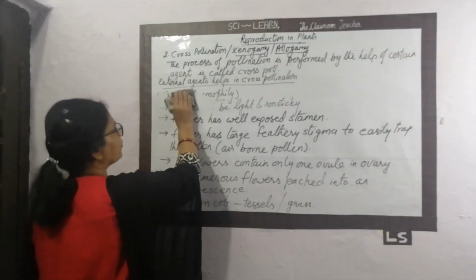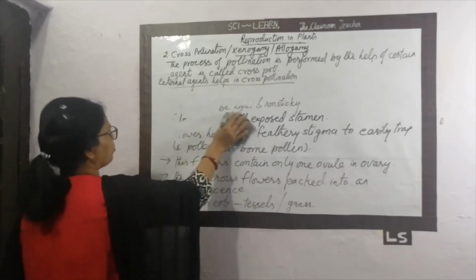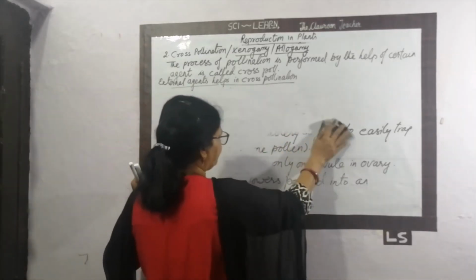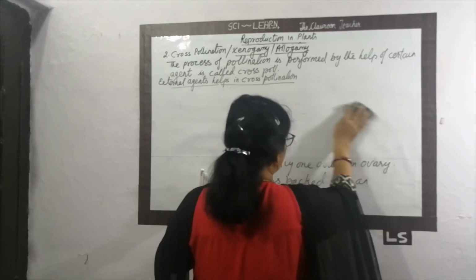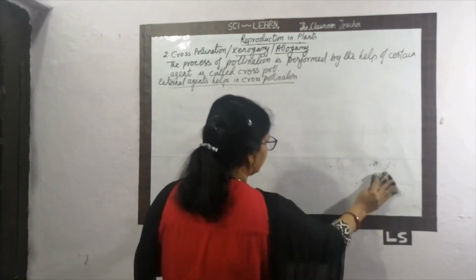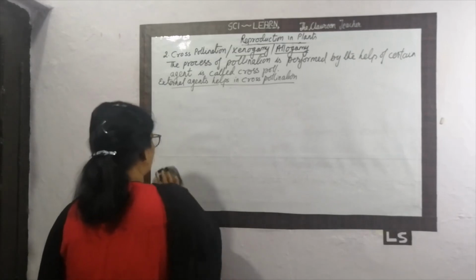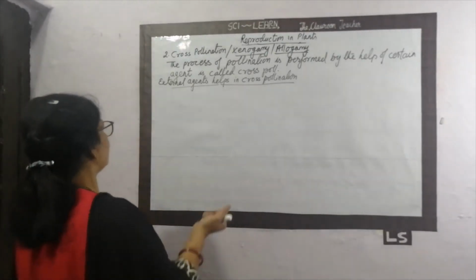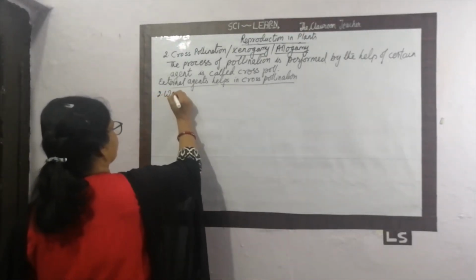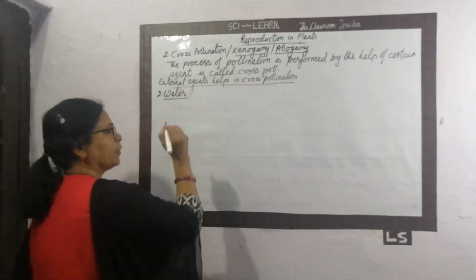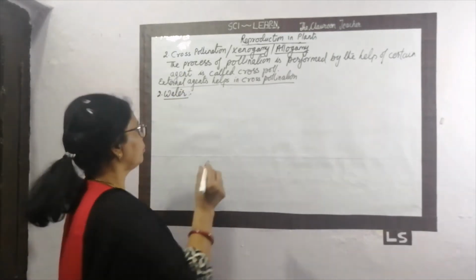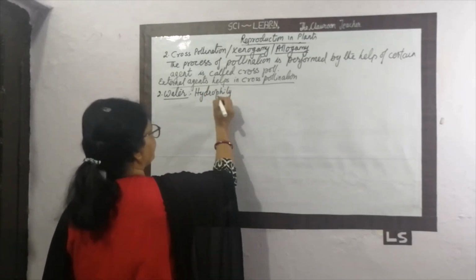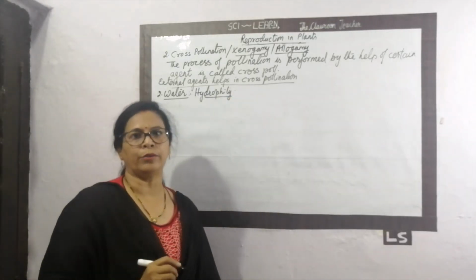So what is the second type of external agent? The second type of external agent is water. Water is very helpful, especially for aquatic plants. It is very much needed for the transfer of pollen from one place to another. So the second type of external agent is water. It is also called hydrophily. Hydro means water, so it is called hydrophily.